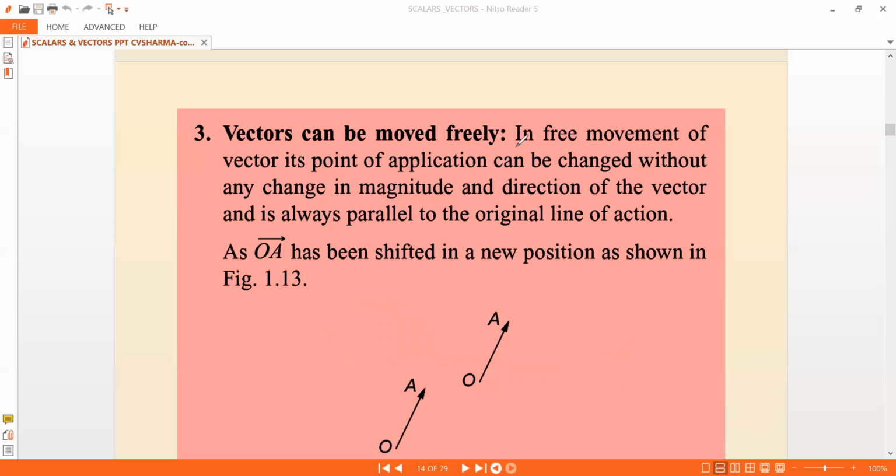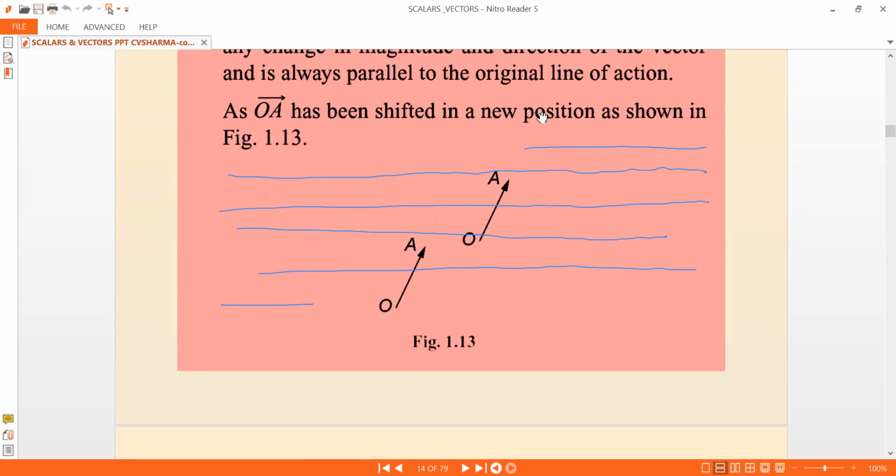So anyway, what's in here, I'll read. In free movement of the vector, its point of application can be changed without any change in the magnitude and direction of the vector, and it is always parallel to the original line of action. This is what I was telling. Why you can do that, I also explained with the help of the direction ratio. Direction ratios are not going to change once you are doing this. As OA bar has been shifted to a new position, as shown in figure 1.13, that's how you can do this.